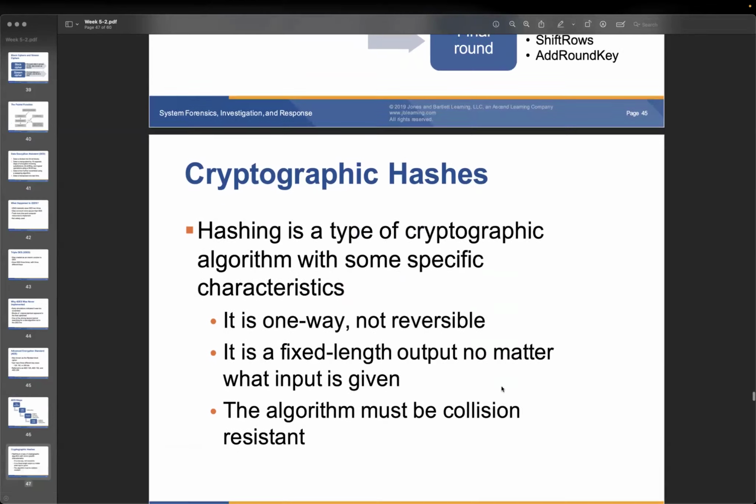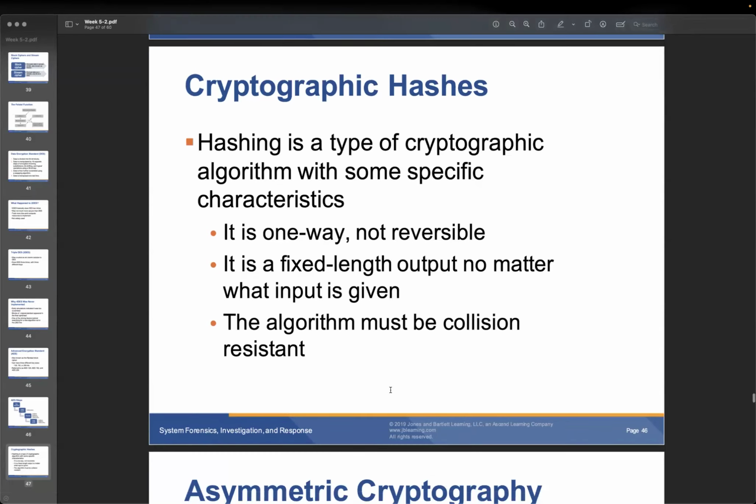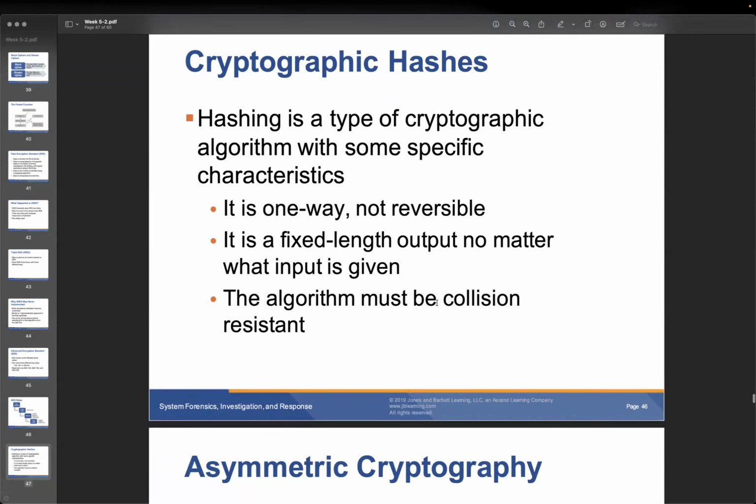And we have the cryptographic hash. Hashing is one of the cryptographic algorithms we use for some specific characteristics. It's one way, so it's not reversible. It has a fixed-length output, no matter what the input is, but it must be collision resistant. We need to be careful, because of the pigeonhole principle. For hashing we may have the same output, and we need to avoid those same outputs, so we need collision resistance.